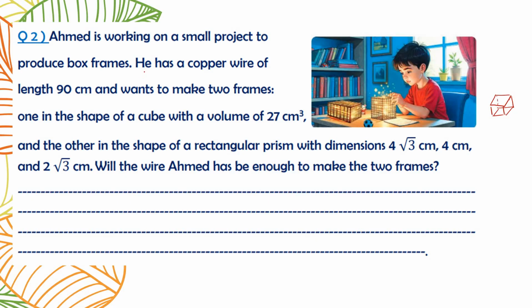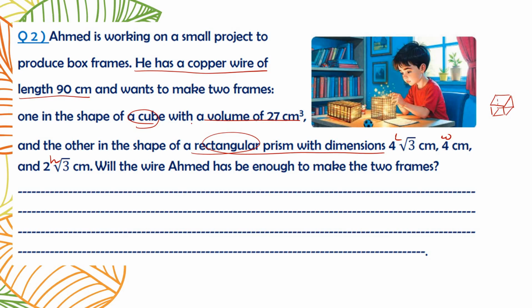Okay, so he has a copper wire of length 90 centimeter, and he wants to make 2 frames, one in the shape of a cube with volume 27 and the other in the shape of a rectangular prism with dimensions what? Length. Of course, dimensions means length and width and height. Will the wire Ahmed has be enough to make the 2 frames?